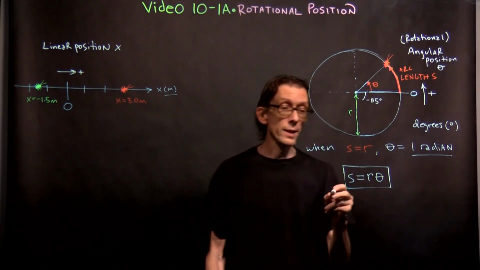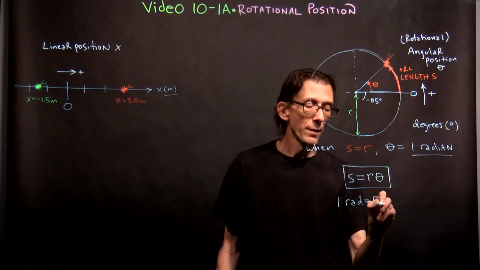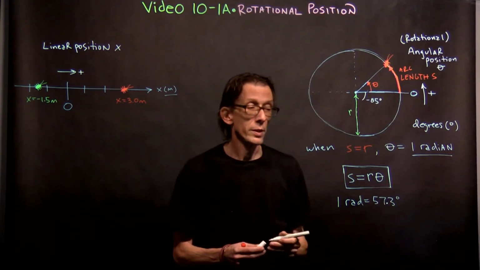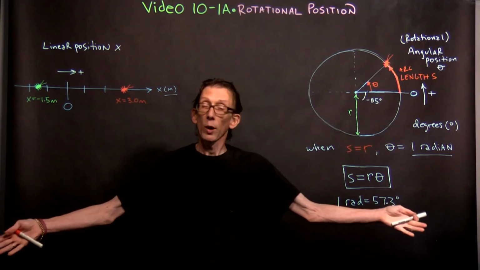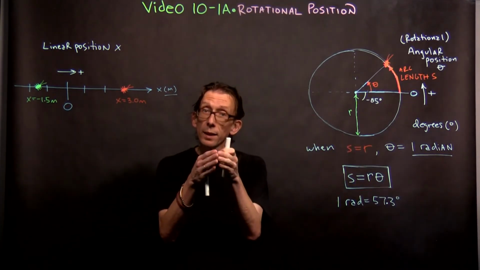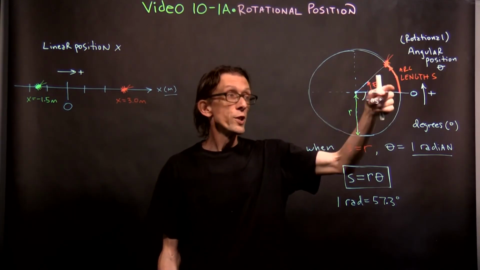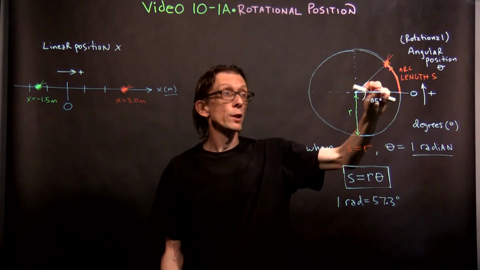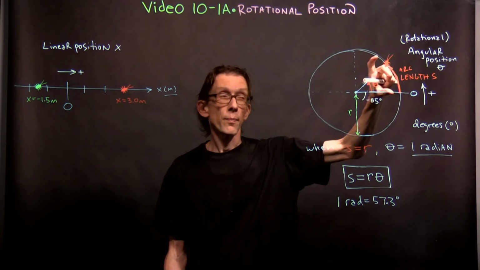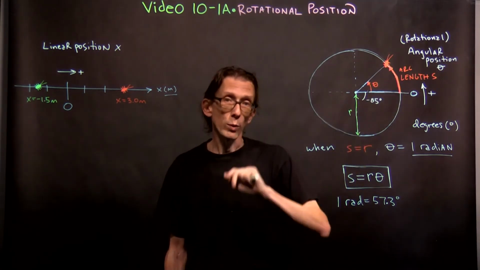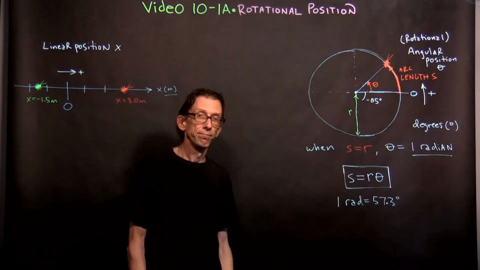Now it turns out that 1 radian equals about 57.3 degrees. So no matter how big your circle is, or how teeny tiny it is, if you're walking around the edge of that circle, once your angular position reaches 57.3 degrees, your arc length and the radius are equal, and you are at an angular position of 1 radian.